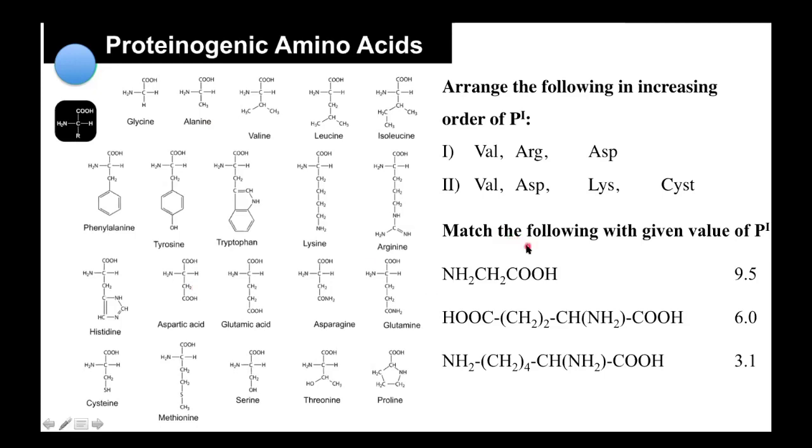Similarly, here is another question where you are asked to match. Just try out this one, okay? The second one I just left out for you people. Whatever the way, you just comment below, and I will try to reply.